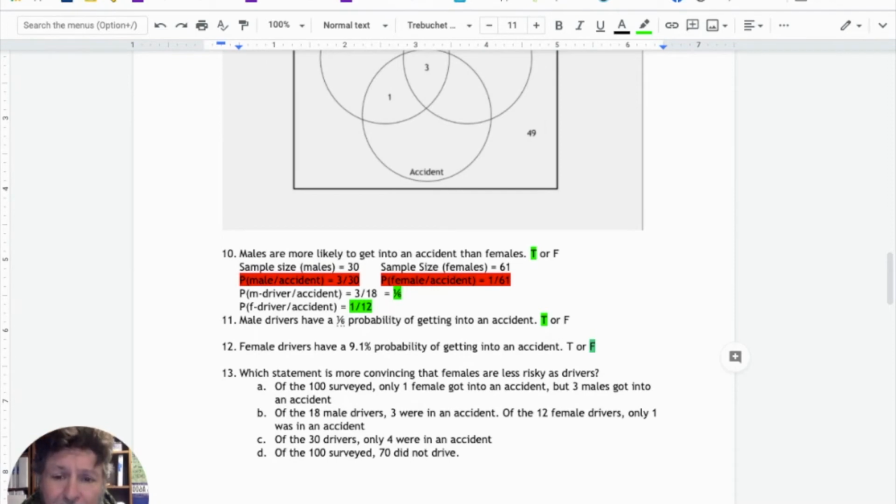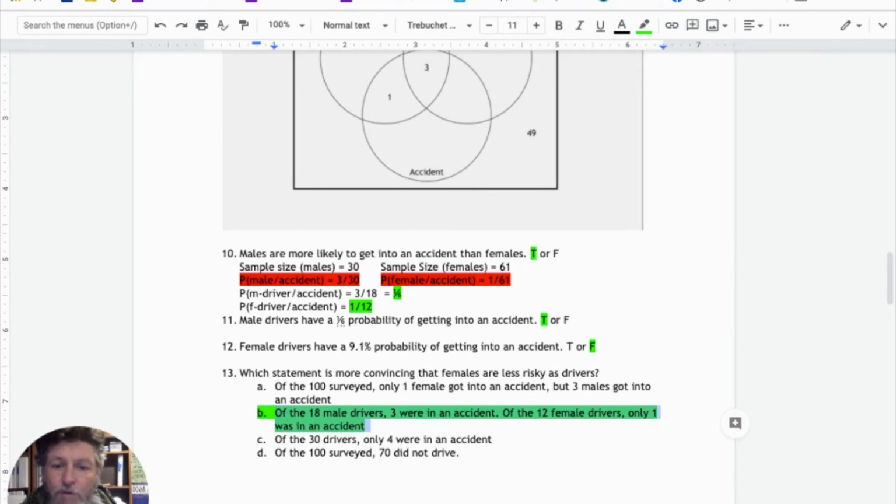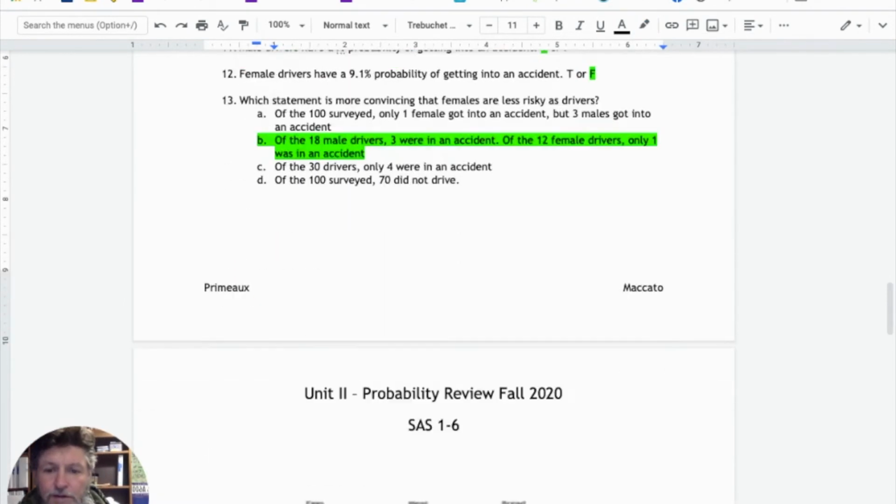But if you look at A and B, both are true, but one of them gives us a very convincing detail, okay? The fact that only 1 female got in an accident, but 3 males got in an accident, that's 3 times the number. And both of them say the same thing. The denominator is different. In A, 100 is the denominator, and it says that very few people get in accidents, but that doesn't take into account that a lot of them don't drive. B is probably the most convincing because if you look at it from the perspective of how many people got into an accident over the number of people that actually drove, that's the best convincing argument. So let's go on to the next question.